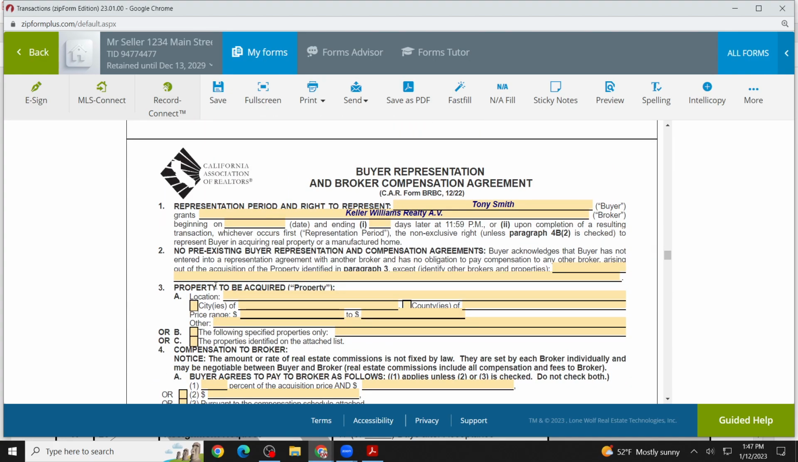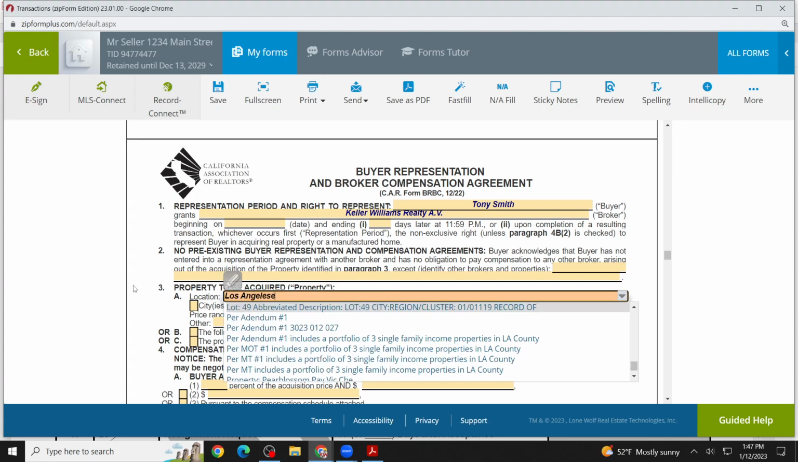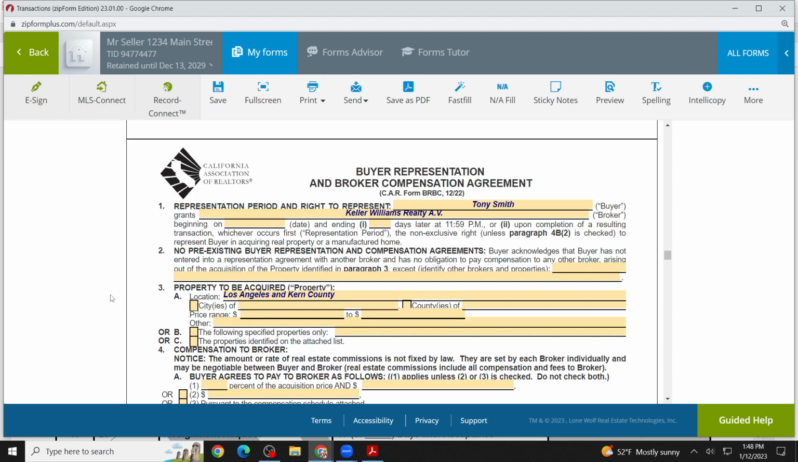So it says, property to be acquired, location, Antelope Valley and surrounding areas, or Los Angeles County and Kern County. Why am I including Kern? Because there might be a house in Rosamond, and Rosamond is Kern County. And that automatically covers you. Cities, you can leave that blank. Price range, $1 to $1 million. Ooh, yeah, big amount.